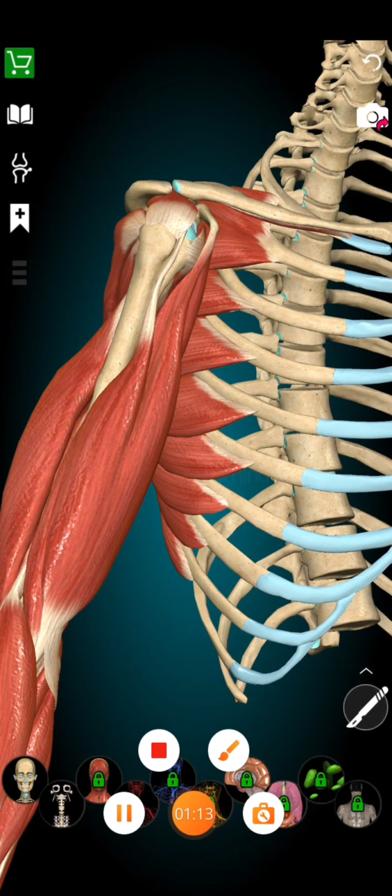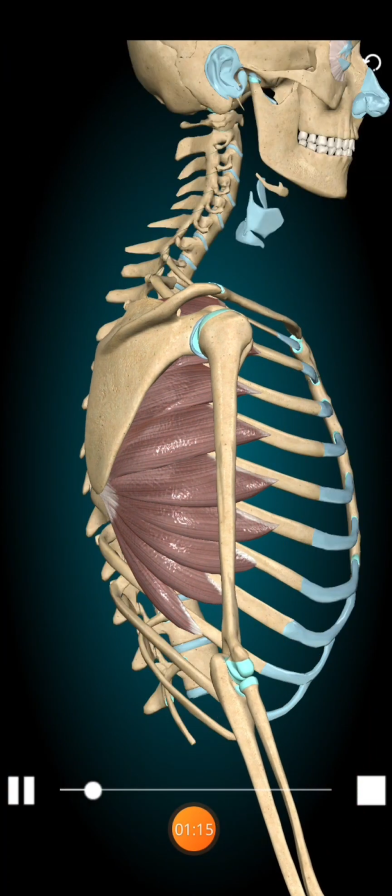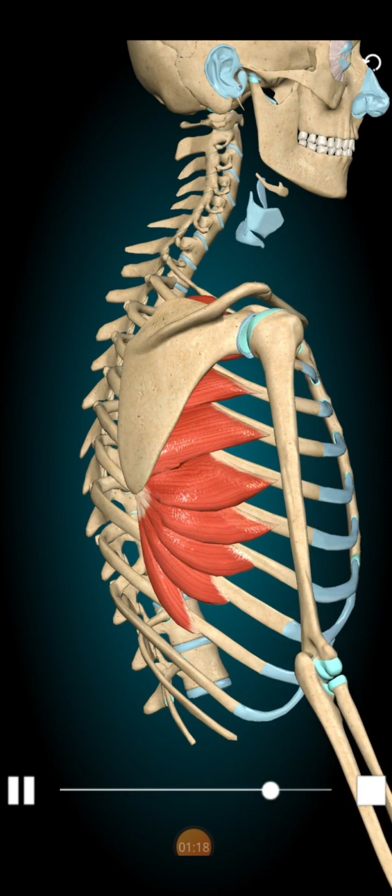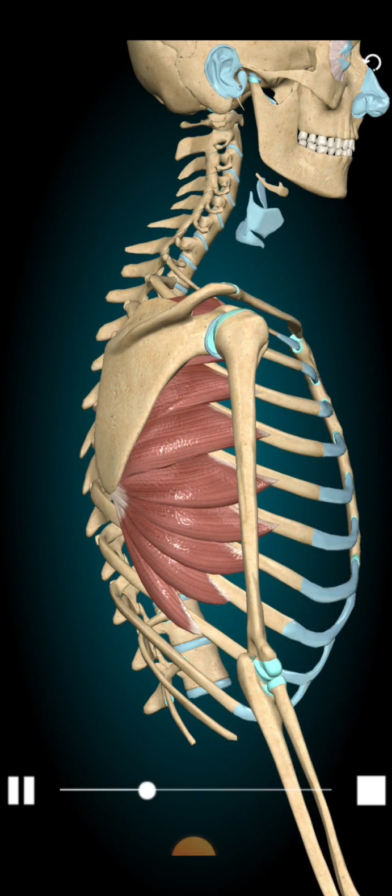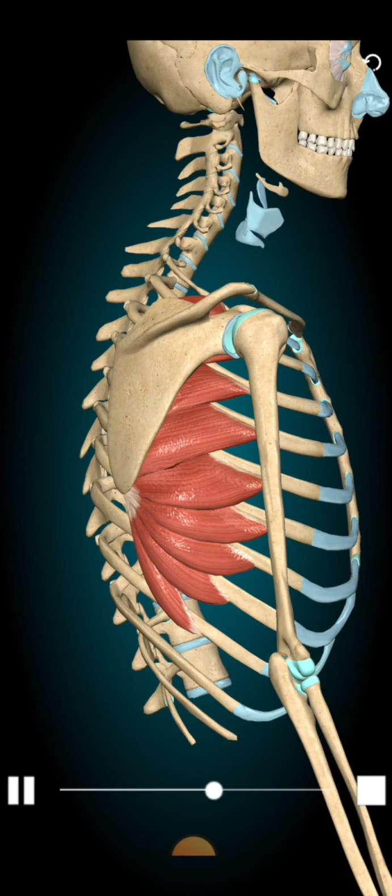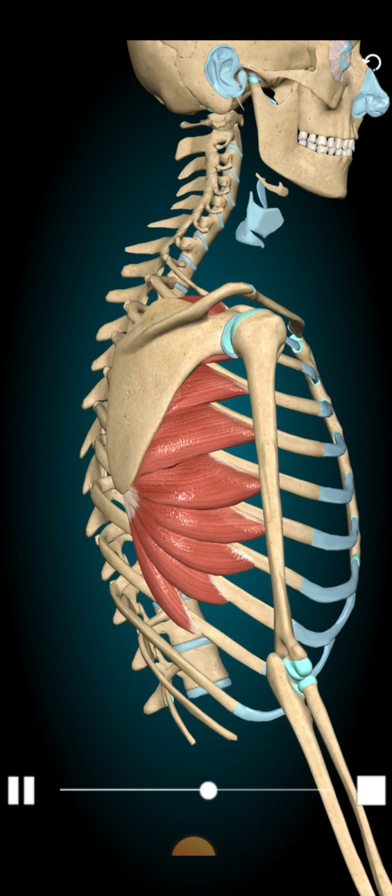Let's see how. Now here you can see that your scapula is moving forward and backwards. So this is the protraction, forward movement, and this is the retraction. Is it clear now?